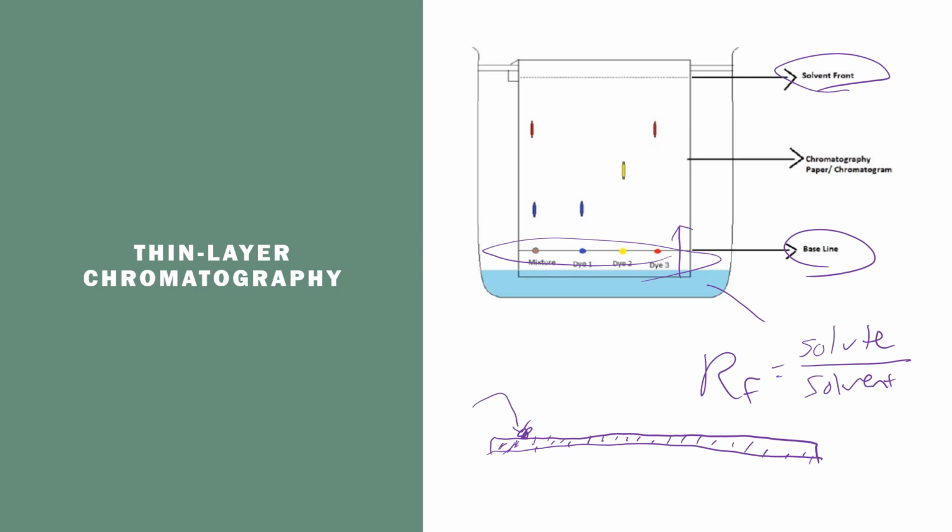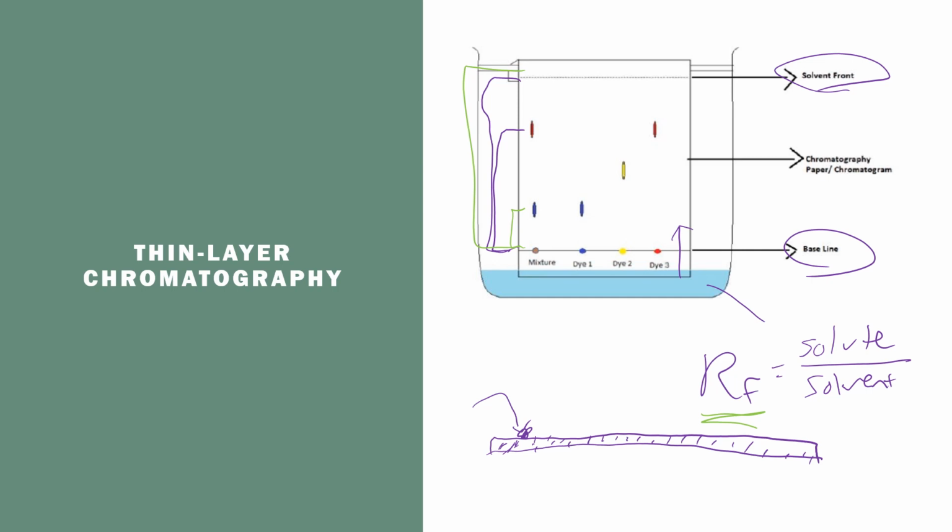So you can calculate an RF value for this first one by doing the distance that the red spot traveled divided by the distance that the solvent traveled. Then you can find another RF value for the distance that this blue spot traveled divided by the distance that the solvent traveled. So that way we can compare using this RF ratio. We can compare the attractions of the substance to the water. We can also start to analyze what those substances in the mixture are.